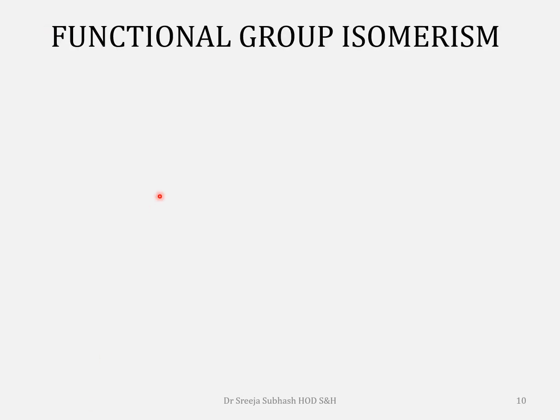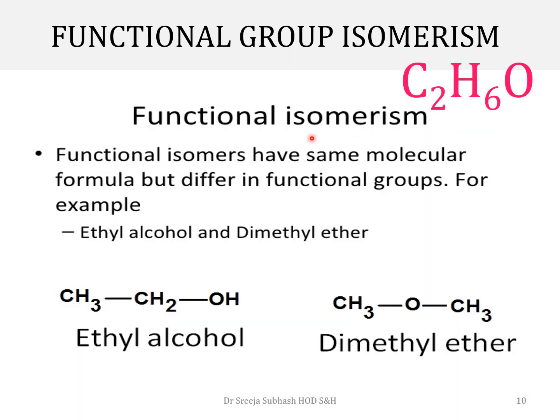Now shall we move on to the next one, that is functional group isomerism. What is functional group isomerism? We'll consider one example and try to explain that. In functional group isomerism, the isomers have the same molecular formula, but they have different functional groups. It is not the position of the functional group, it is the functional group itself that is different in both isomers. For this isomerism to happen, the molecules should have different functional groups, but some kind of similarity should be there between them.